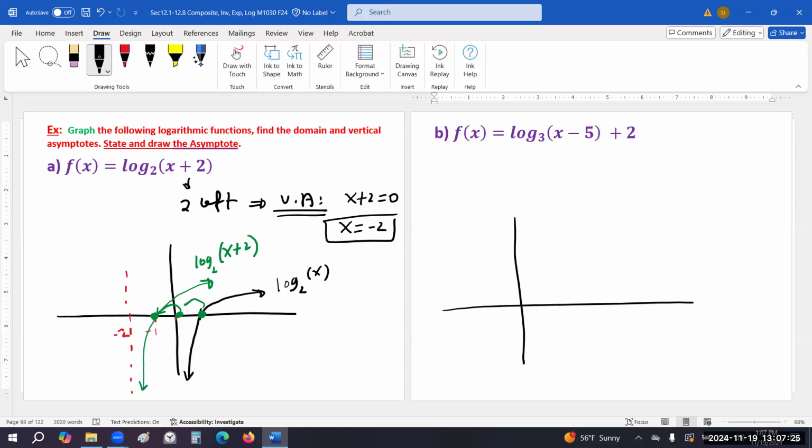Up, down is for exponential. 1, 2, 3, 4, 5, 6, 7, 8, 9, 10. 1, 2, 3, 4. The original graph, let me draw for you. This is the original log base 3 of x. This time I'm saying it's 3 because we are given base 3.